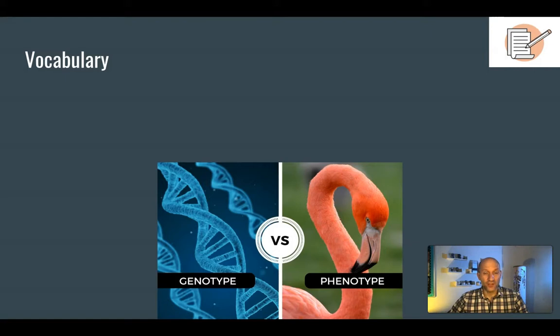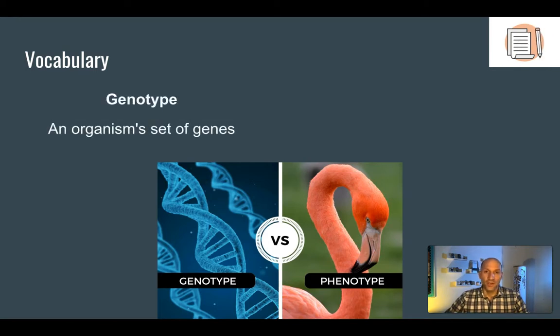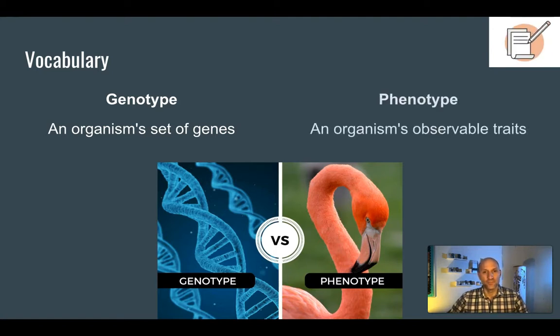To understand that question, we're going to have to get some new vocabulary, so make sure that these terms are written down. First up is genotype. Genotype refers to an organism's set of genes. So their DNA, their genes that are inside their cells. Phenotype, on the other hand, refers to an organism's observable traits, what we can see that has been expressed on the outside.